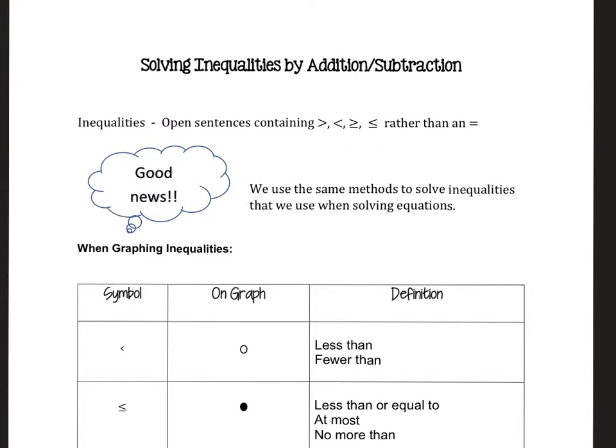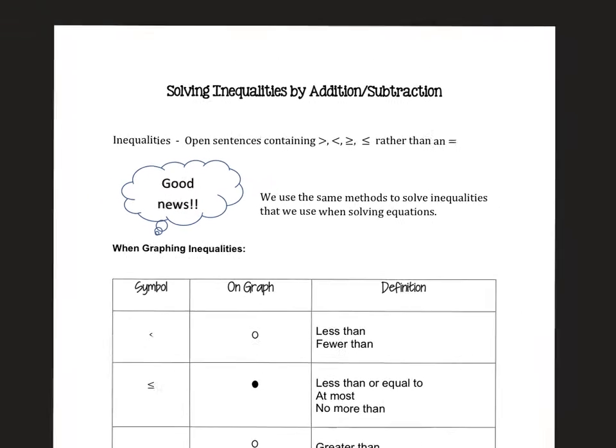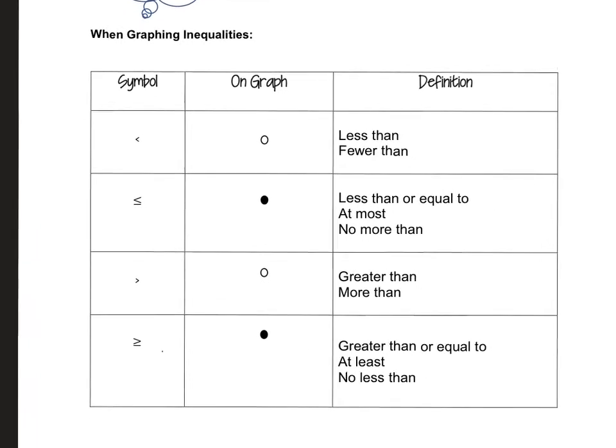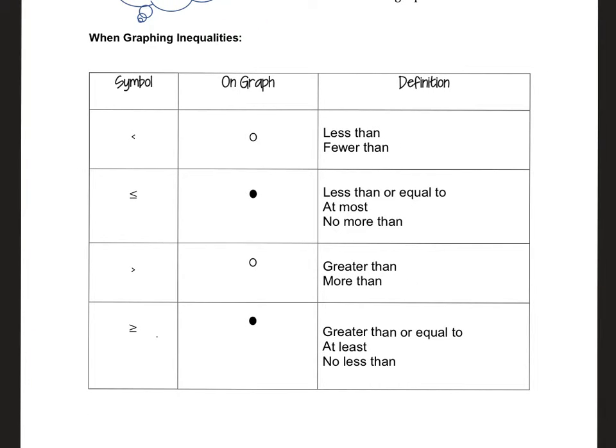So our inequalities are our less than, greater than, less than or equal to, greater than or equal to, not equal to, basically anything that isn't an equal sign. The good news about solving inequalities is it's pretty much the same thing as solving an equation. There just isn't an equal sign in the middle. So these symbols you've definitely seen and used before.